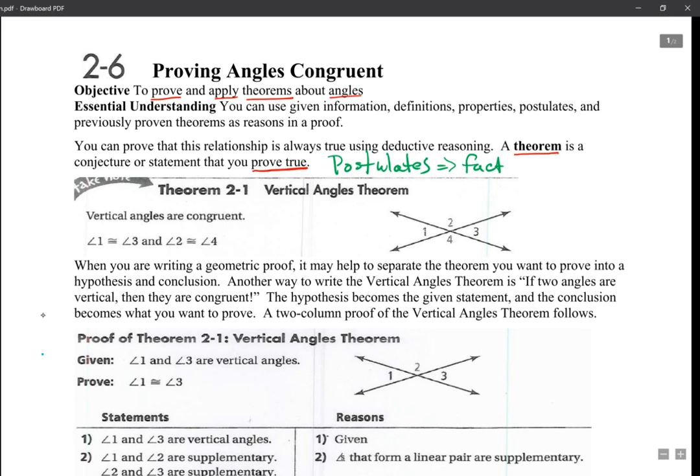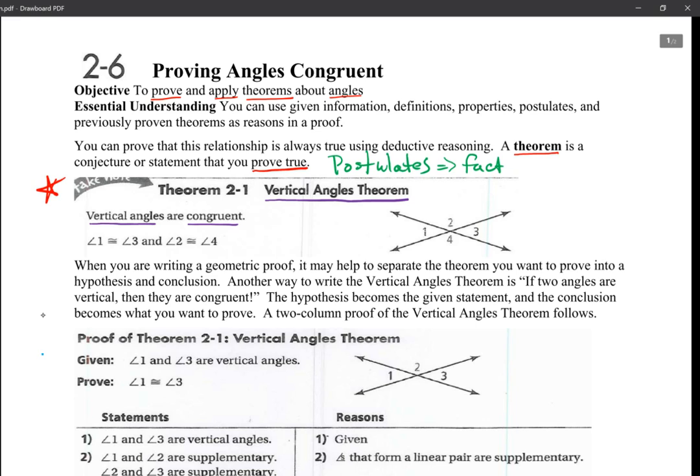So let's take a look at our first theorem here. Your very first theorem, very exciting. This is a fan favorite. It is one that we are going to use frequently. The vertical angles theorem. We will use this and linear pair postulate together quite a bit. Vertical angles theorem says that vertical angles are congruent. This is something that you already know, but now we have a theorem to prove it.